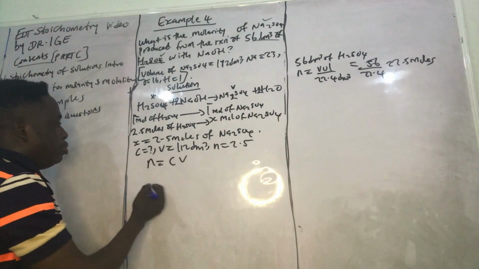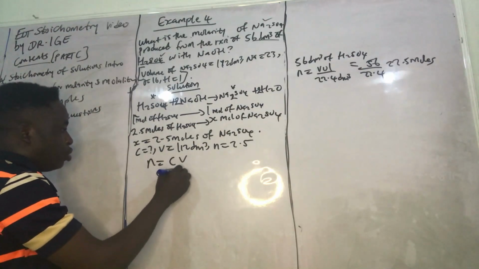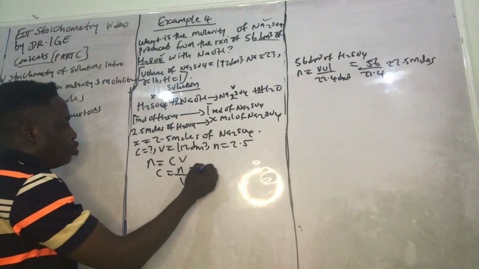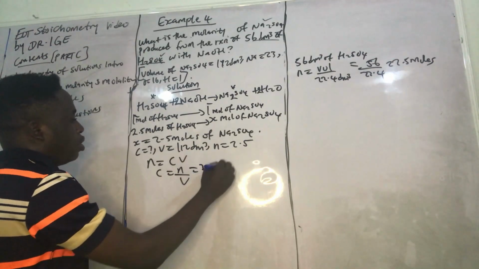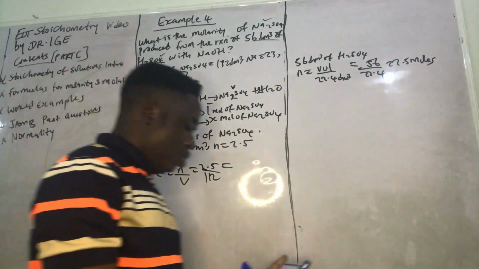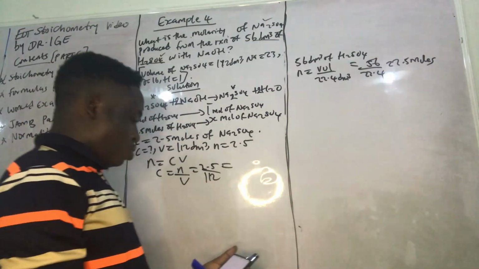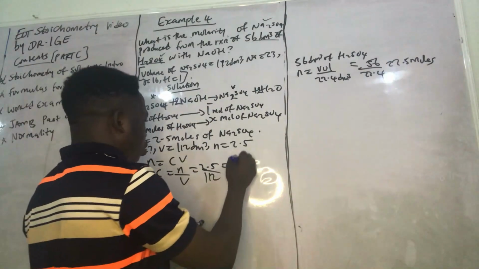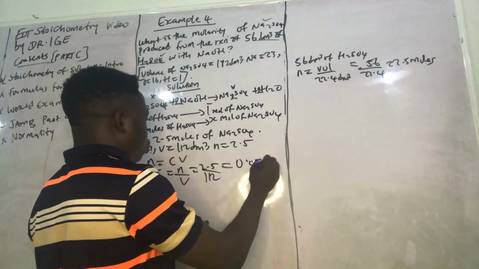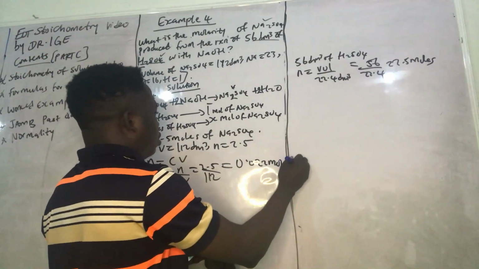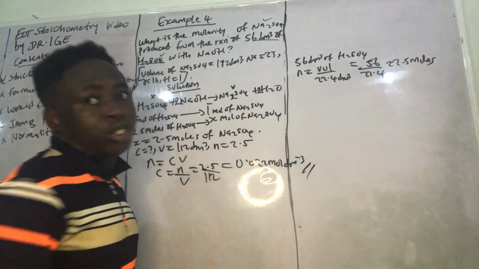So what I have to do is to make C the subject of the formula. C is equal to n over V. That's 2.5 over 112. Very easy. 2.5 divided by 112. So we have 0.022 mole per dm³. You see how easy this stuff is.